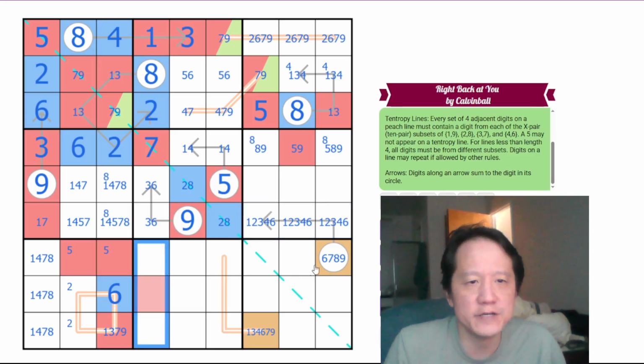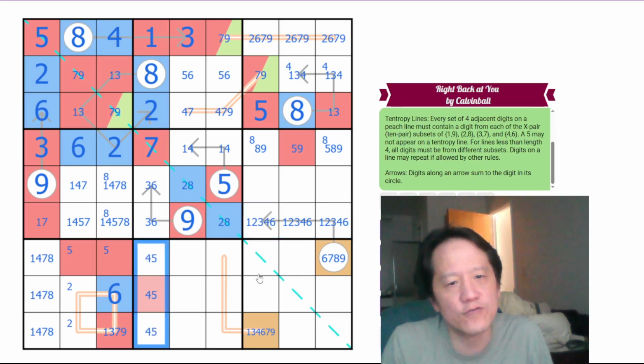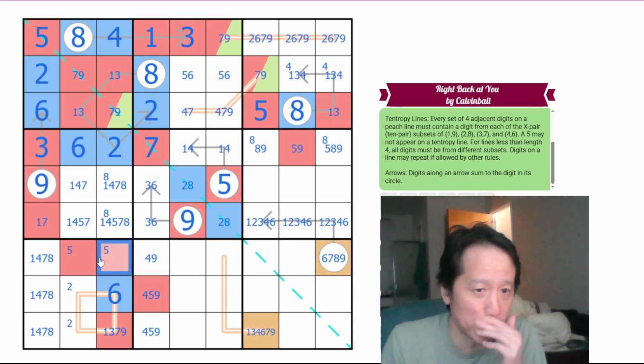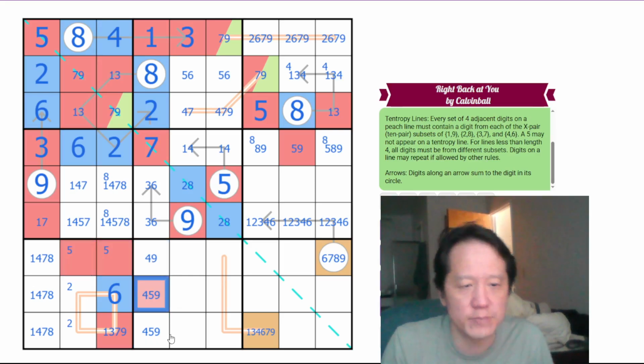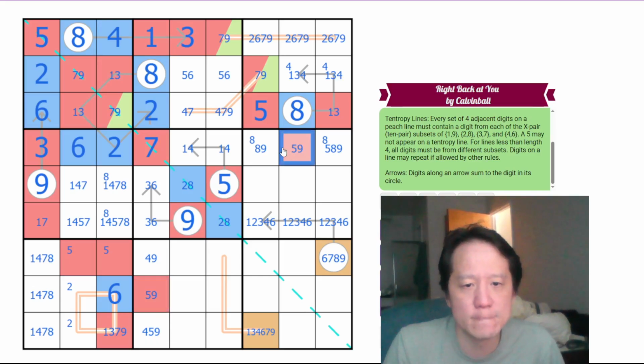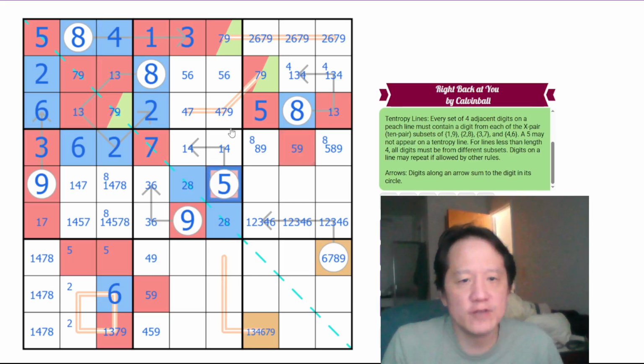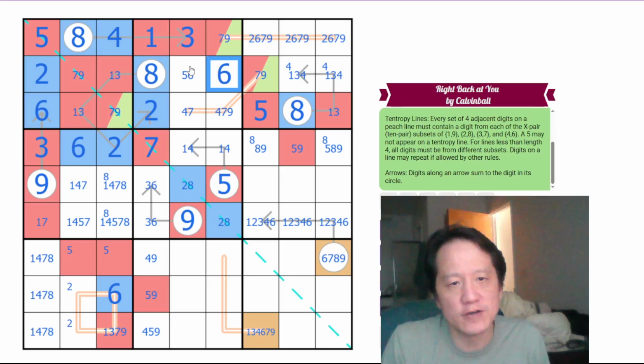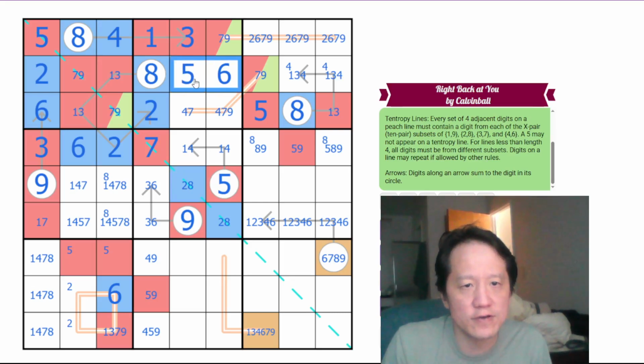Okay, what are the remaining digits here? There are 4, 5, and 9. 5 cannot be here because of the 5 there. This can't be 4, so this is 5 or 9. This is 5 or 9. Could be the same digit. 5 eliminates 5 here, so this can't be 5. This is 6. This is 5.